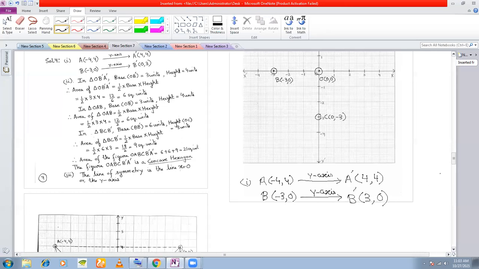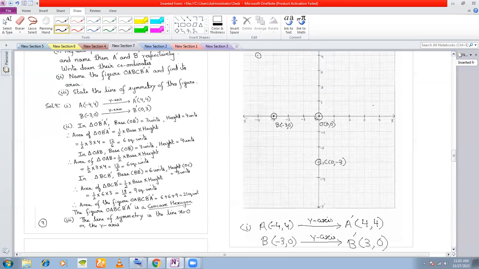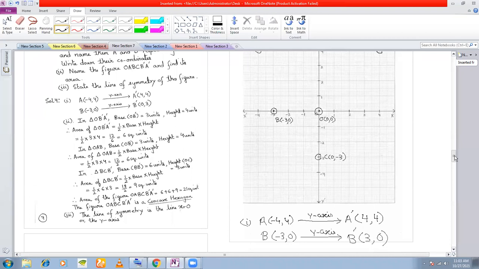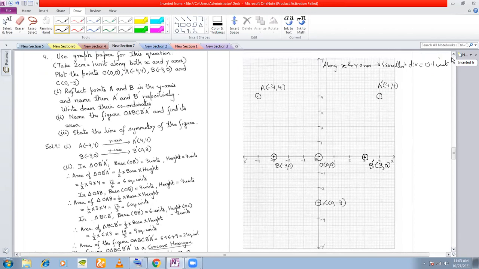Okay. So now we plot these points also. A dashed is 4 4. 4 4 will be here. A dashed 4 4. And B dashed is 3 0. B dash will be here, this point. 3, 0. Okay, fine. So once we have plotted the points and written the coordinates, we move to question number 2.